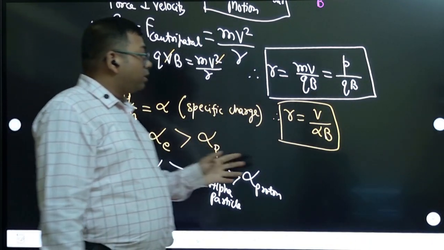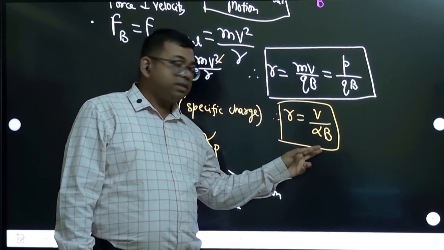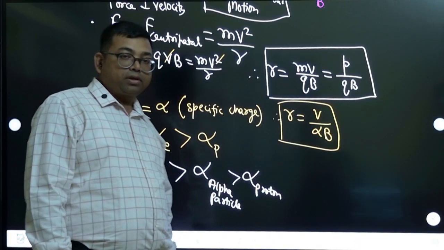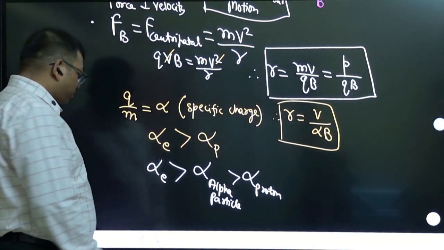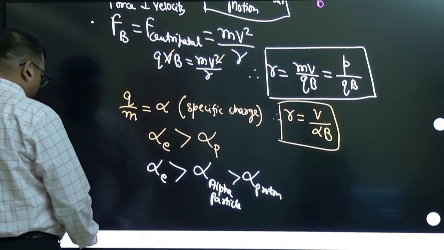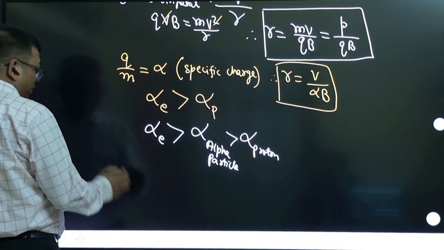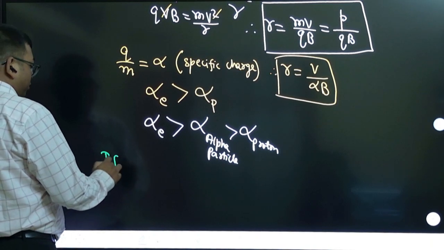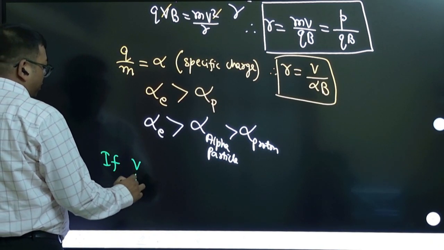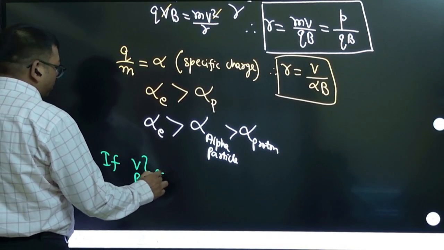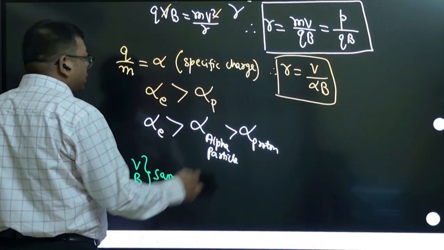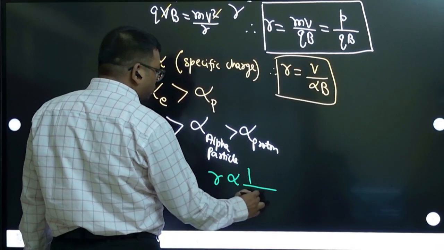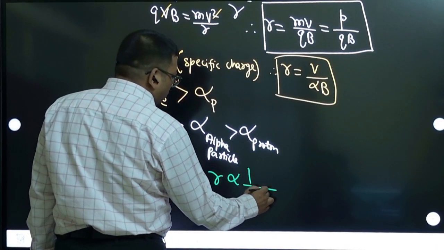And suppose if everything is the same, same speed and same magnetic field, then according to this, the radius can be different. Okay. So now suppose I consider alpha particle, proton, electron, and keep the speed and magnetic field the same, so we can say that the radius of the circular motion is inversely proportional to this alpha.